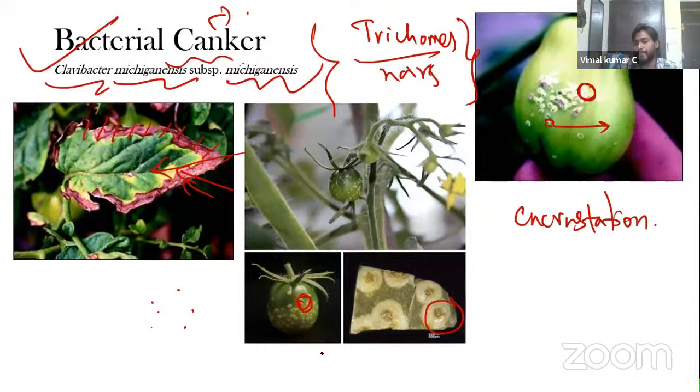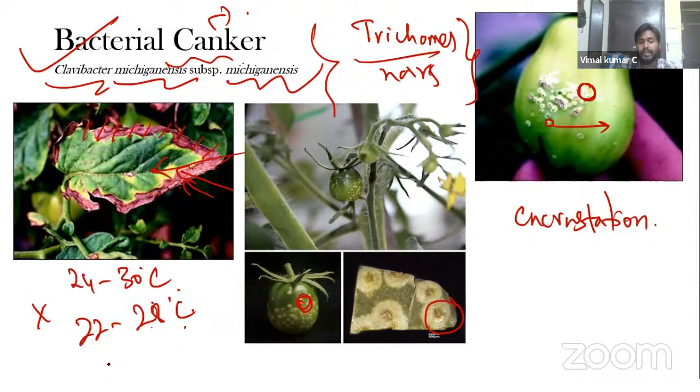If you take the temperature criteria for each, Xanthomonas usually prefers 24 to 30 degrees Celsius, right? And Pseudomonas prefers around 22 to 28 degrees Celsius, or 25, like that. Clavibacter prefers higher temperatures; it can thrive from 32 to 34 degrees Celsius. So this is how temperature also plays a key role in the establishment of a particular bacterium.